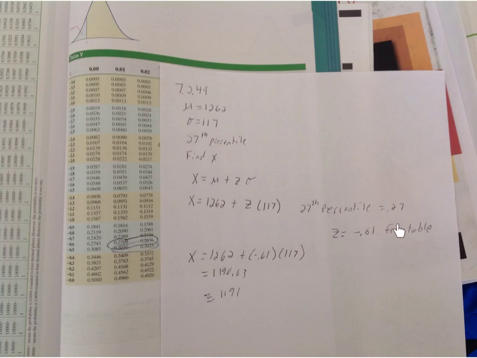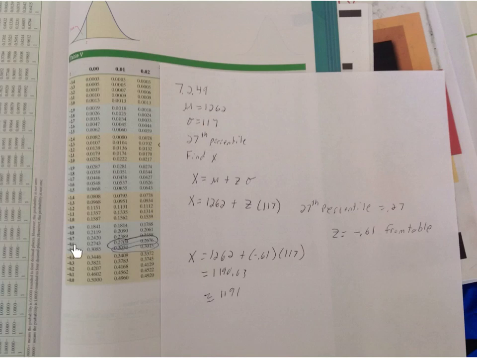If it was me, I'd probably use StatCruncher, the calculator, instead of this table 5. But it's okay to use the table also. So what you want to do is go in this table and find the number closest to 0.27. And so right here, I don't know if you can make it out, but that's 0.2709. And this is 0.2676. So this number here is closest to 0.27.